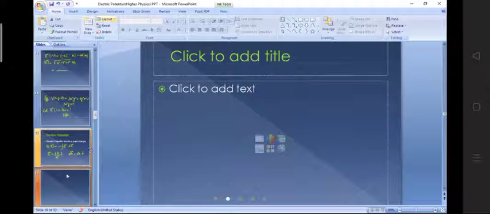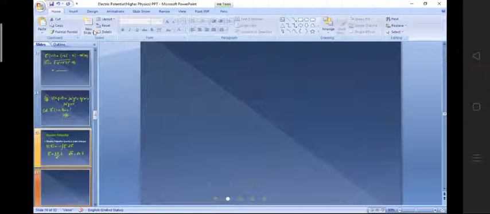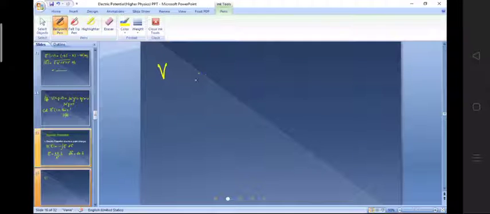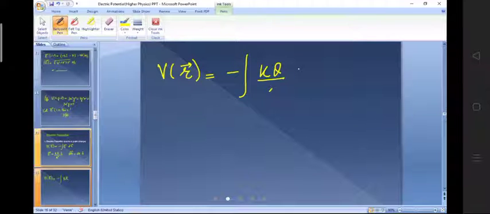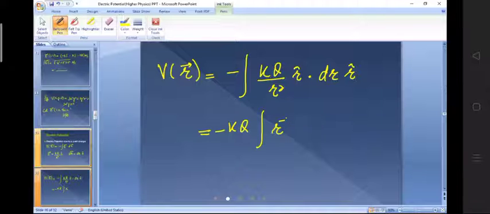Then here we can calculate the potential at r. So V at r will be equal to minus the integration of the electrostatic field, KQ divided by r square multiplied by r cap, dot product with dr multiplied by r cap. Then r cap dot r cap is obviously equal to 1, so this will be equal to minus KQ times the integration of r to the power minus 2 with respect to r, with limits of integration from infinity to point r.